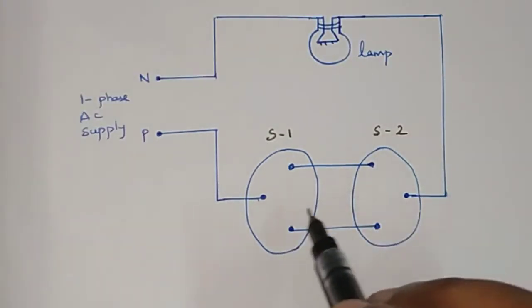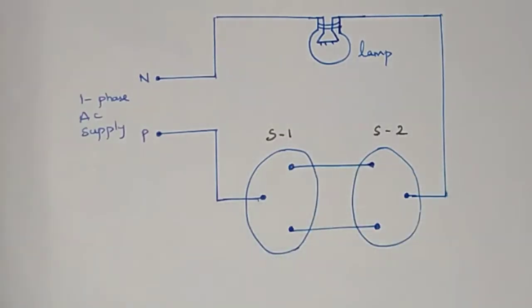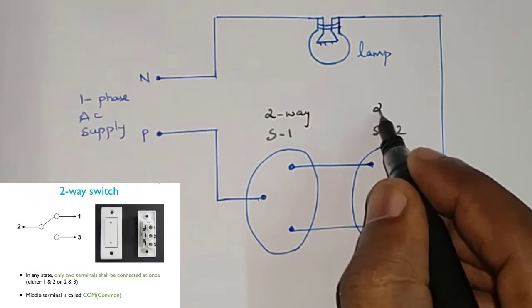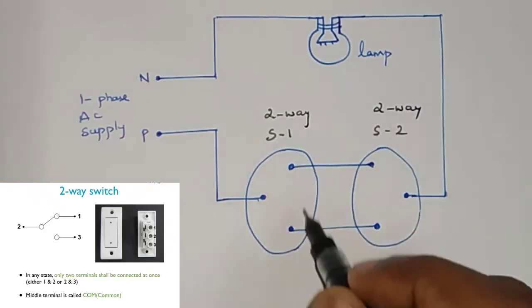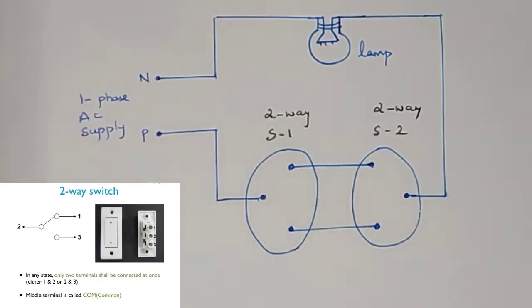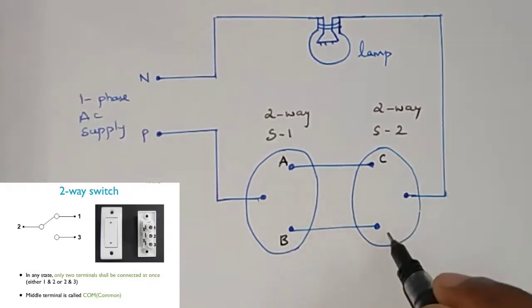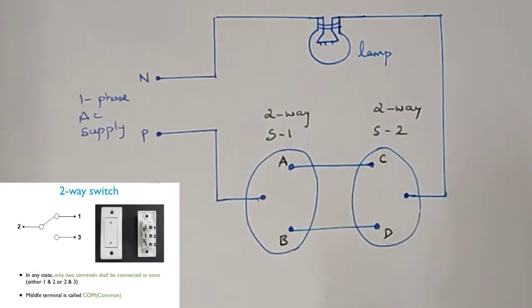As I told you, we are going to use two switches. By seeing the symbol of the switch, you can easily identify that both are two-way switches. As I told you, you have three terminals in two-way switches. I'll just name the terminals: this will be A, B, C and D. I will randomly name the terminals of the switches.